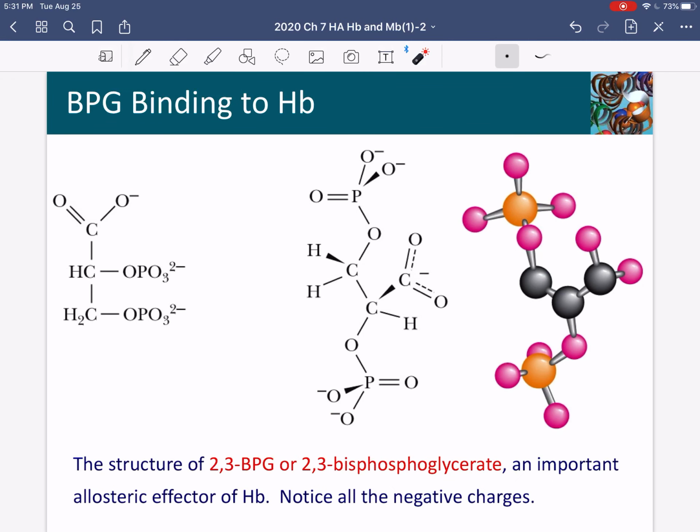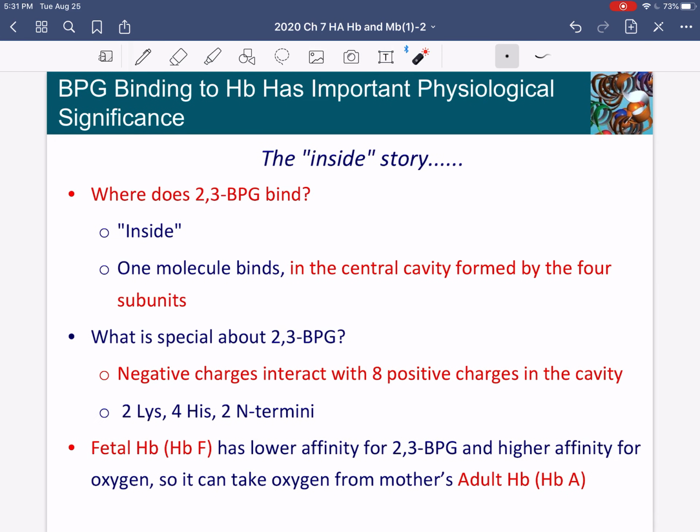This is the structure of 2,3-BPG, and what you notice right away, especially when you look at the central geometric projection of the structure, look at all of these negative charges, okay? So this is a highly negatively charged molecule, and here it is in ball and stick. So you're looking at all of these O minuses, and they are going to be coordinated with plus charges in the center of the deoxy state of hemoglobin.